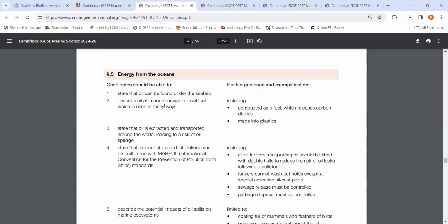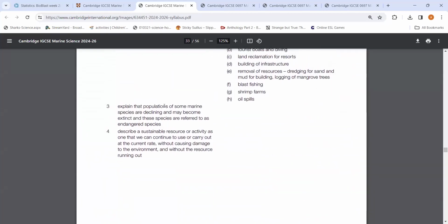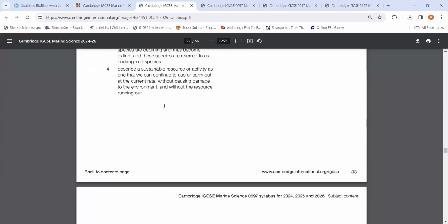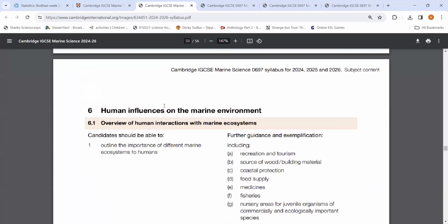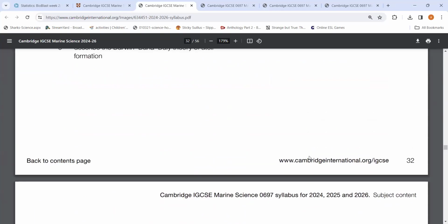Okay. But what I would say is that unit six is heavier on the content. Like there's a lot to learn in unit six, but it's all theory. But just make sure you spend plenty of time on this one. Because there's a lot of different topics.